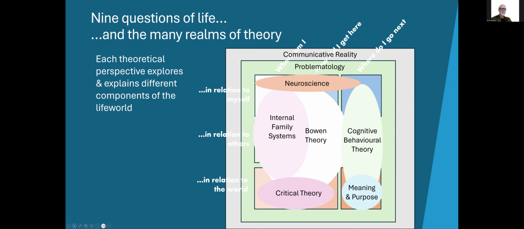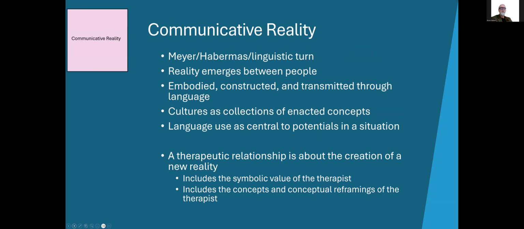So let's start off with the largest framework, which is the nature of our reality as communicative. This is the idea that the world we live in, thinking in terms of the conceptual world, the way we think about the world, understand it, and interact with it in a meaningful way, all emerges out of communication and communication between people. That is, the reality we experience is something that has emerged between people.